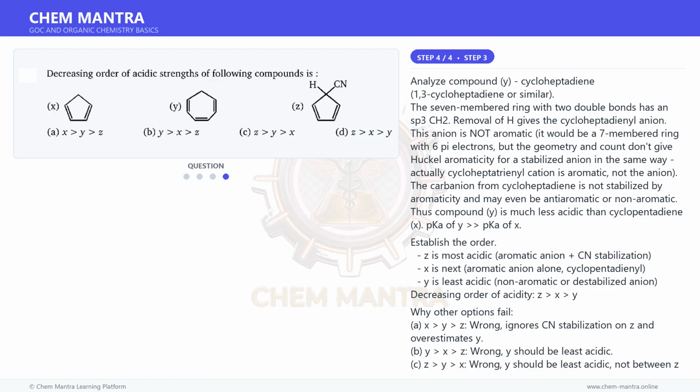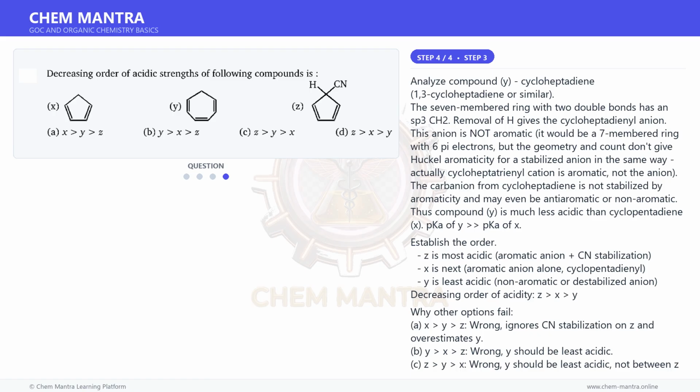Thus compound Y is much less acidic than cyclopentadiene, X. The pKa of Y and the pKa of X establish the order. Z is most acidic, aromatic anion plus CN stabilization. X is next, aromatic anion alone, cyclopentadienyl. Y is least acidic, non-aromatic or destabilized anion. Decreasing order of acidity: Z, X, Y.